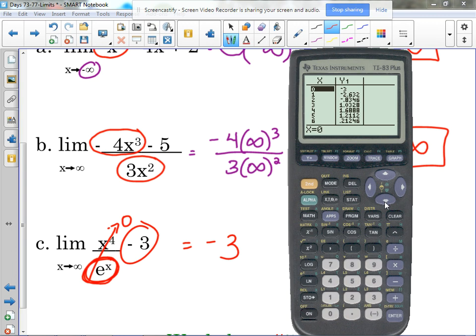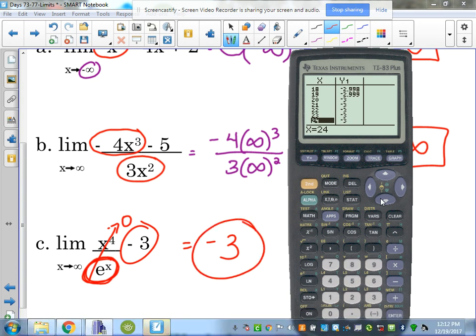Let's look at the table to find out what value that actually is. We can tell it's negative, but we're not exactly sure what value it is. And pretty quickly, by the time we get to 10, 11, 12, we're already getting really close there. And then at 20, and from 20 on, it's going to say that the y value is negative 3.